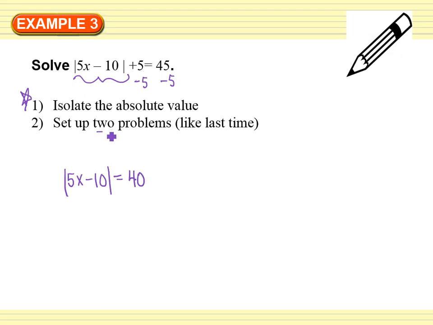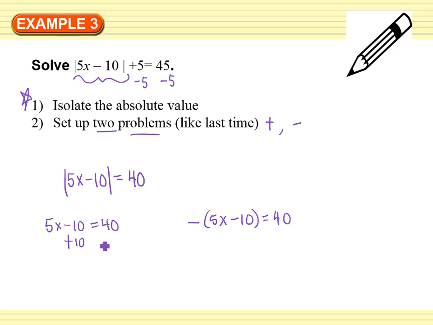Now I can set up the two problems just like last time, the positive slope and the negative slope. So I take 5x minus 10 and set that equal to 40. Now if I put parentheses and a plus sign, it's going to be the same thing. So I'm not going to do that. And then I need the negative slope. So I do need to put this in parentheses because it's the negative slope of the whole thing. Don't just put the negative in front of the 5. Okay, and now I'm going to solve these two parts.